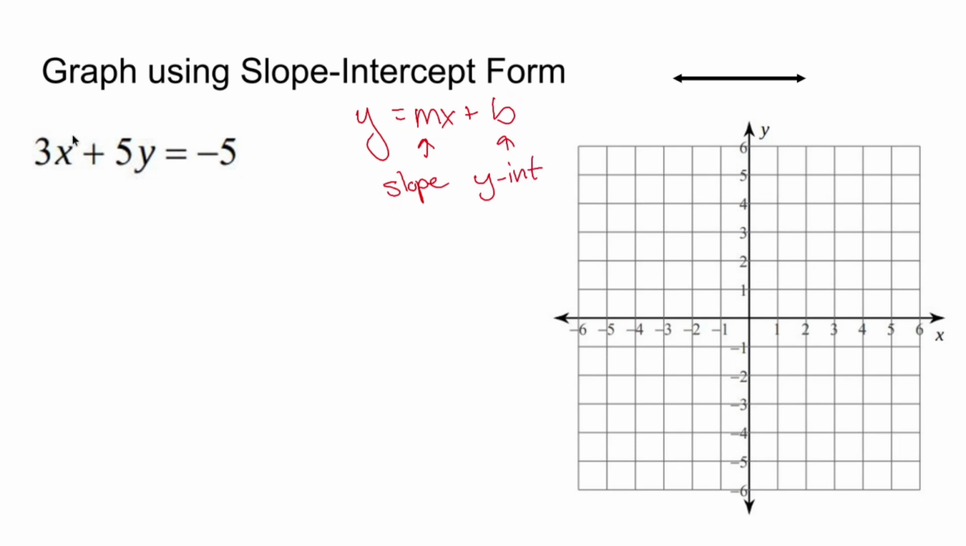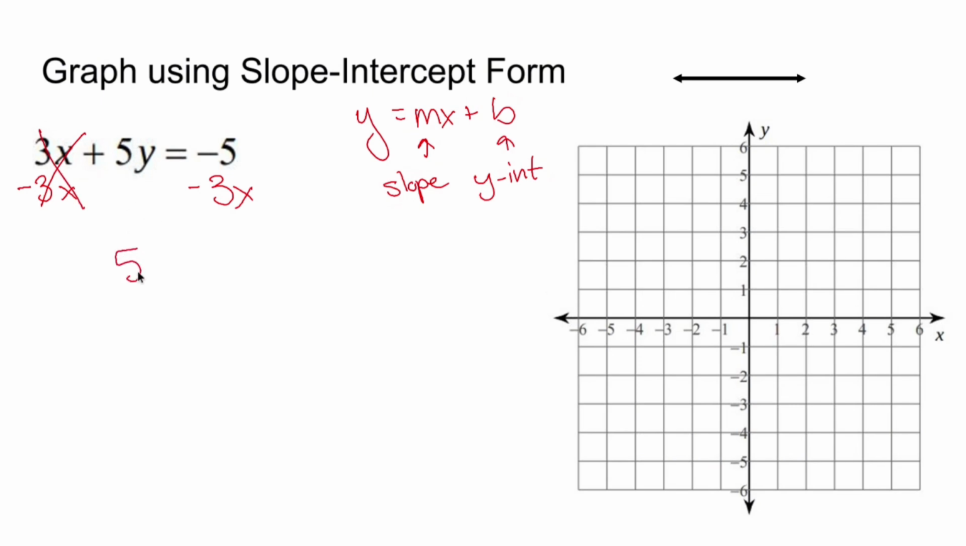I have 3x floating around on the same side as y, and I have 5 attached to y. So I have a little bit of work to do. You always want to get rid of the x term first by doing the opposite of what you're currently doing. So since this is a positive 3x, the opposite of positive 3x is minus 3x, and so we'll subtract 3x from both sides. That allows you to cross that out.